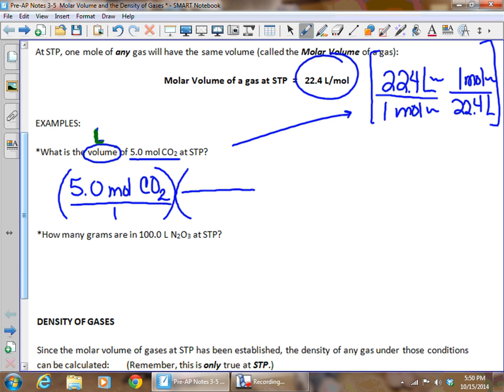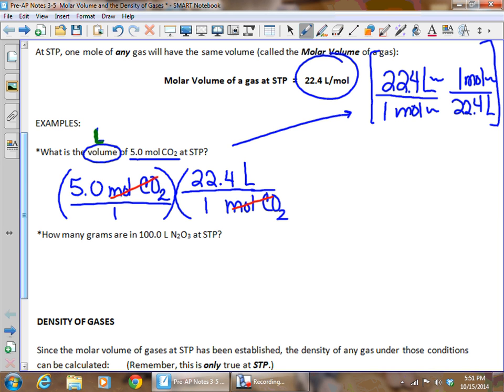Now, we may not know much about the next conversion factor, but we do know that moles of CO2 has to go on bottom so that it will cancel. So moles of CO2 are canceling here. Remember, with our conversion factors, the number 1 always goes with mole. So we know that 1 goes with mole for CO2. And we have a direct conversion factor to go from moles to liters, and that's our new molar volume.